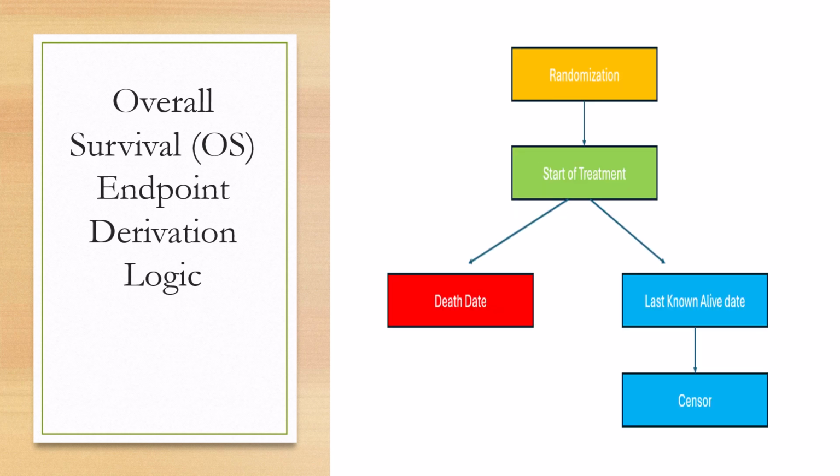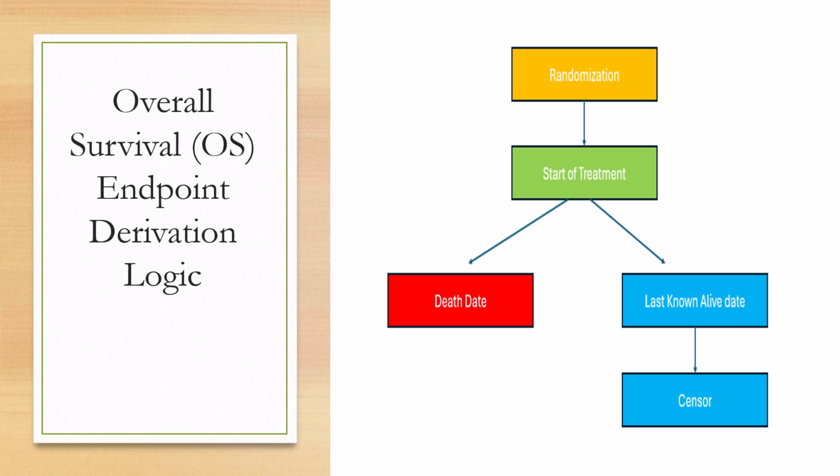Now let's talk about the overall survival. The overall survival is calculated as the time from randomization to death, and death can be from any cause. If the subject is alive, censoring at the last known date is considered. For the OS endpoint, as we have talked about, the time from a specific starting point, that is randomization or treatment initiation, to the event of death or until the subject is last known to be alive is considered.